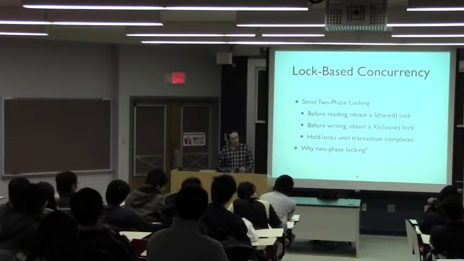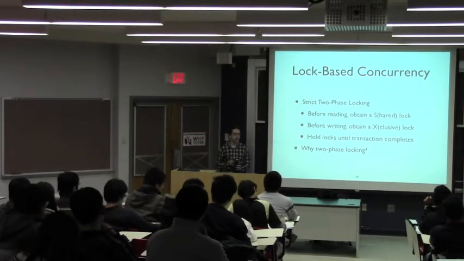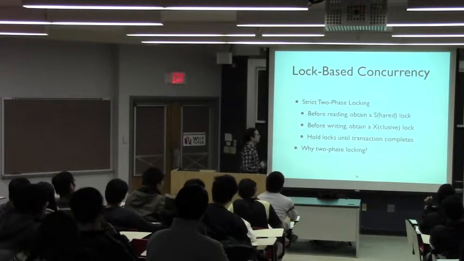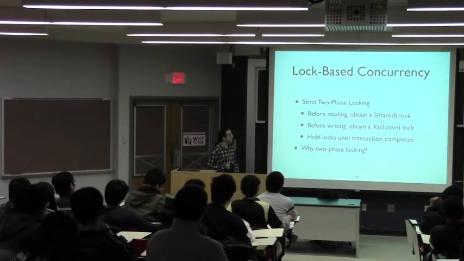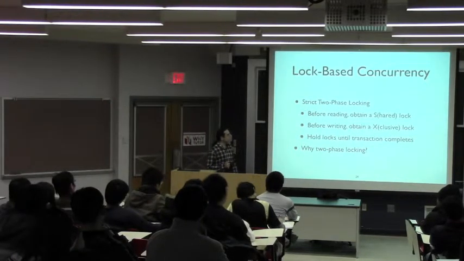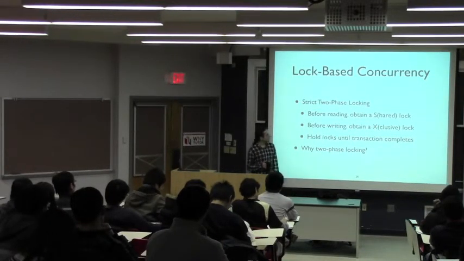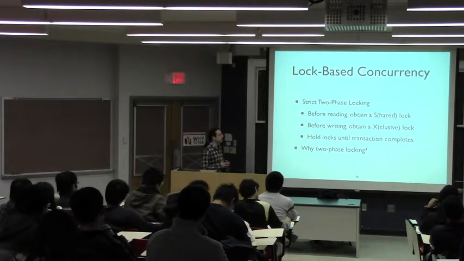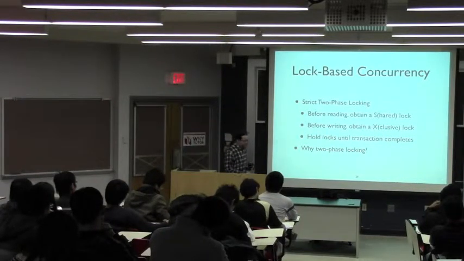The idea here is that you're basically going to place a reader-writer lock on each object that you're going to want to protect. So before you do a read, you obtain a reader or a shared lock around the value that you're interested in reading from. Before you write, you make sure you're the only person with a lock on that object. And you keep these locks all the way until the transaction completes, at which point you can start releasing them.